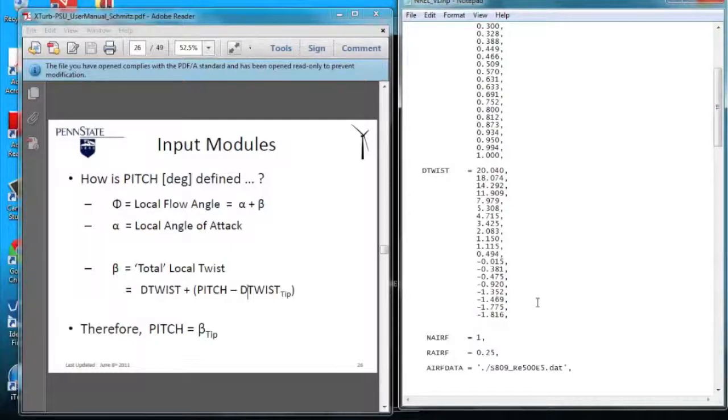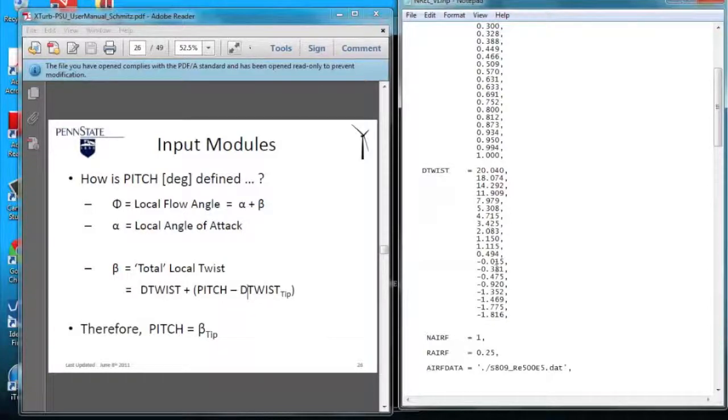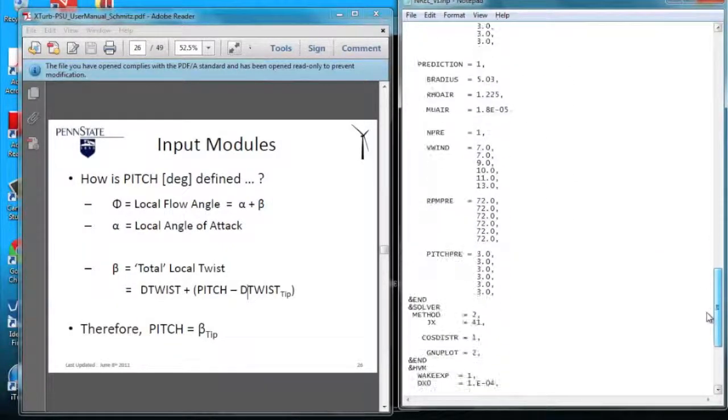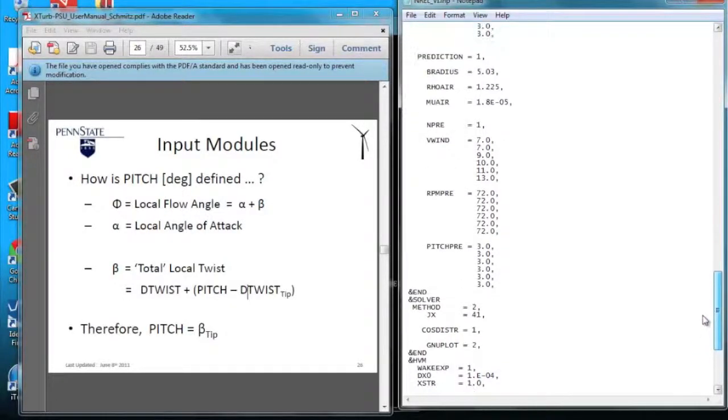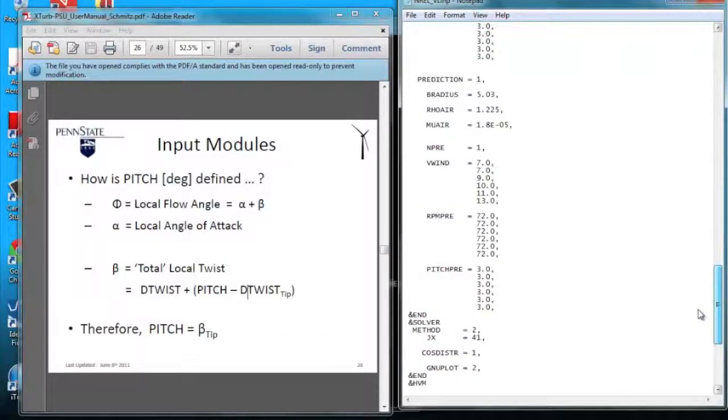This has some advantages. Some codes don't have this option, and if you want to change the blade pitch settings, you have to change every single entry in the blade twist parameter. That's pretty annoying. So XTurb doesn't do that. You have a twist distribution and you may want to change that twist distribution during a design process, and then you have one parameter, the blade pitch angle, that defines the shift of all the local twist entries that you may have.